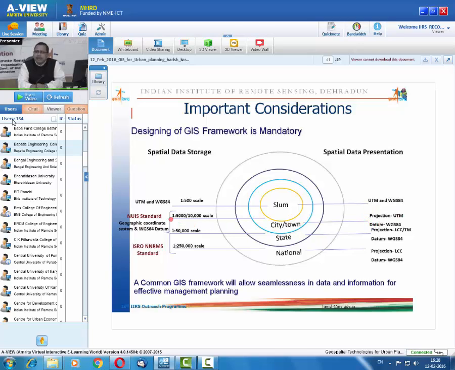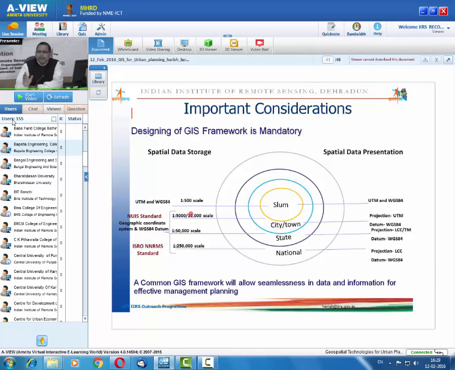For example, city planning, which talks about 1:10,000 scale mapping, uses the UTM projection system. UTM zones are defined for the complete world, so based on this you can decide. Then further, if you go to slum level mapping at 1:100 scale, again the UTM and WGS84 datum is being used. This is one typical example of the framework.